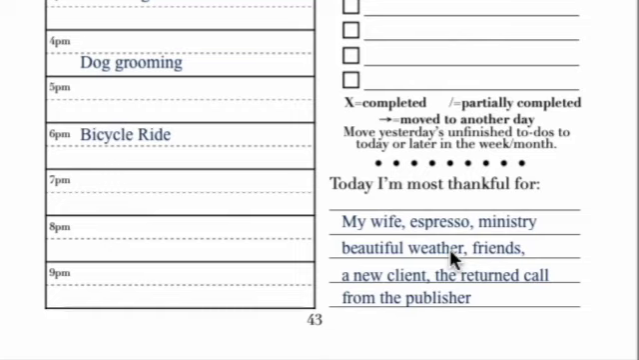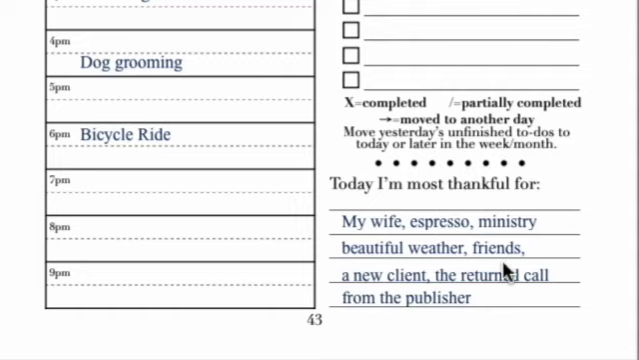Then at the very bottom of the left page, each day there will be a slight prompt. They're different for every single day for all 90 days of the planner. This particular prompt was, today I'm most thankful for, and it's a place to just write down some things that you're thankful for.